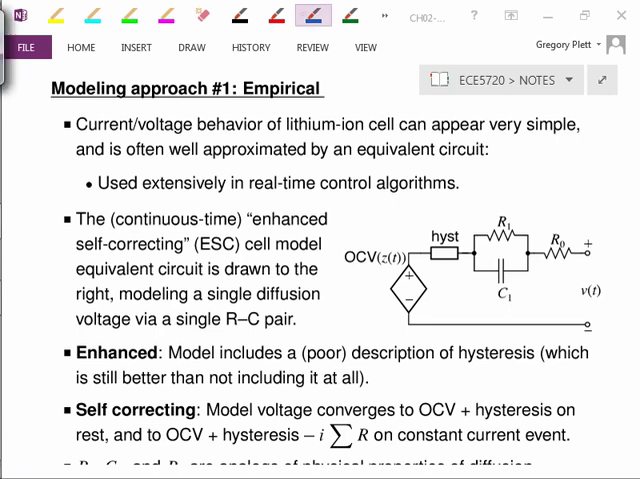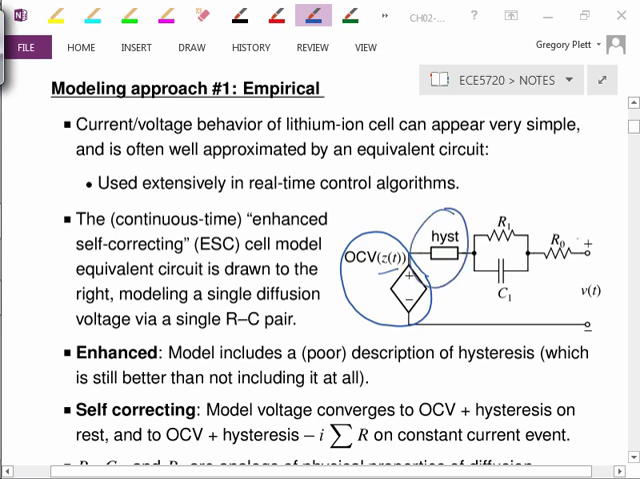The features of the model: it includes open circuit voltage of a cell that depends on state of charge, being Z. It includes a hysteresis component. It includes a series resistance, and it also includes one or more resistor-capacitor pairs, themselves wired in parallel, but if there's multiple pairs, we would have those wired in series like that, etc.